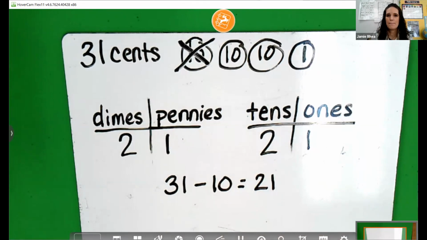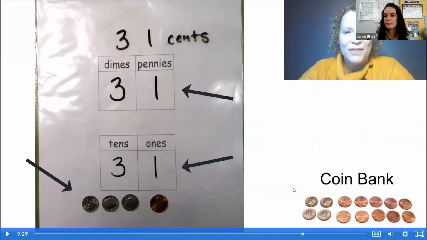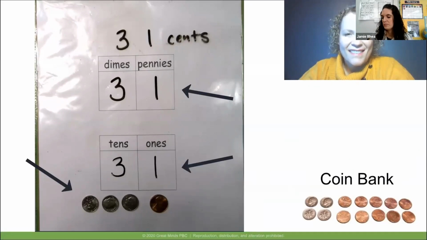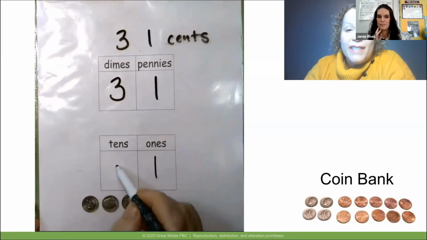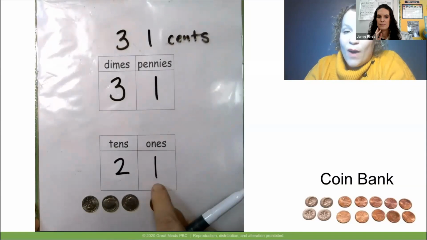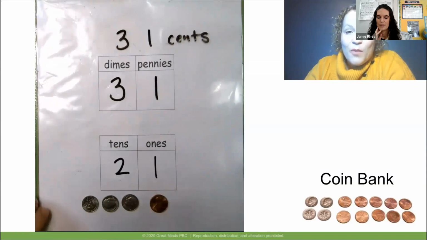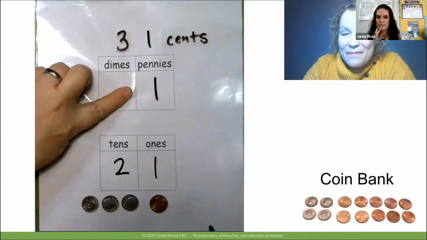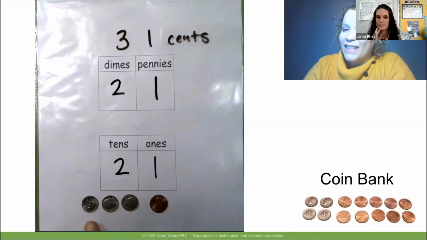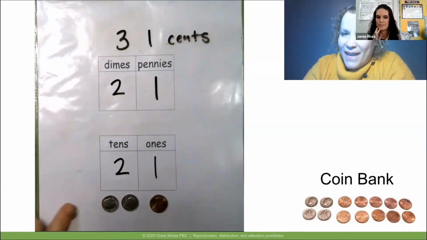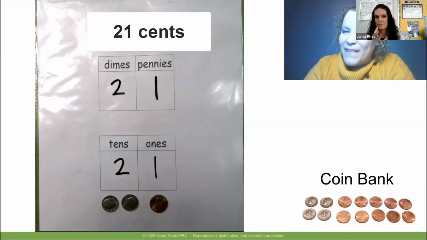So let's see if we're right. Do your work. We already paused it, didn't we? Let's check and see how you did. 3 tens minus 1 ten equals 2 tens, and we still have 1 one. We could also say 3 dimes and 1 penny minus 1 dime would leave you with 2 dimes, 1 penny, which is equal to 21 cents.